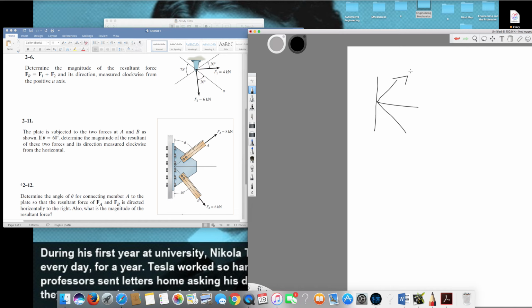Okay, FA is given as 8 kilonewton. FB is equal to 6 kilonewton, right? And the angle it makes is theta. The angle is given, that's good for us. Theta is given, it's 60 degrees. And the angle at the bottom is given as well, it's 40 degrees.